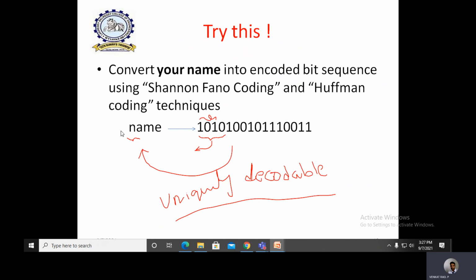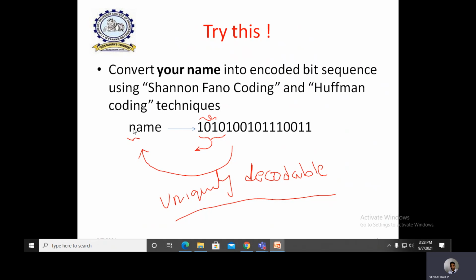Anyway, I will explain this example very clearly in the next lecture, as we are going to explain the Huffman coding technique. While explaining it, I will also explain this concept based on Shannon-Fano coding as well as Huffman coding. But the knowledge from this lecture is enough to apply the Shannon-Fano coding technique to your name.